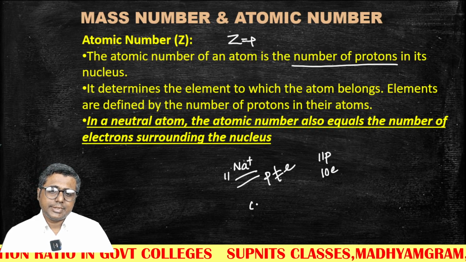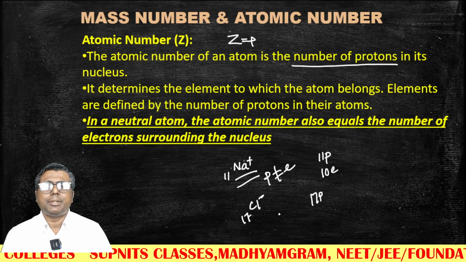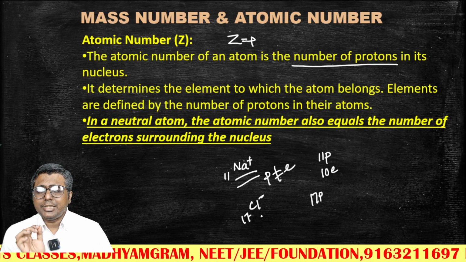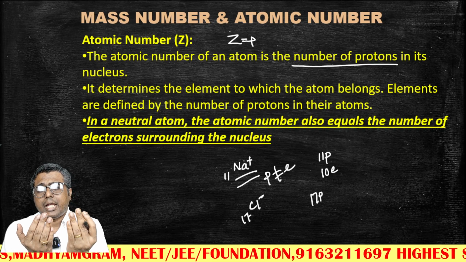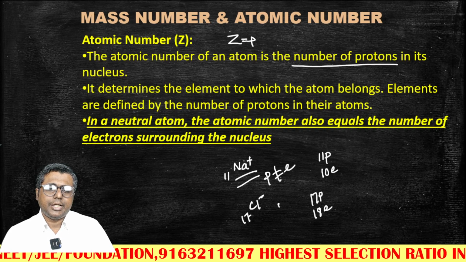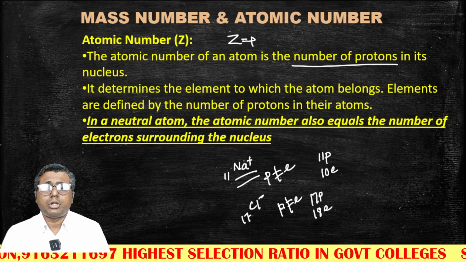So, in the charged species, protons are not equal to electrons; protons are more than electrons in this one. If it is Cl minus, then it has 17 protons, since the atomic number is 17. However, chlorine, though having 17 electrons, takes another electron from outside and becomes negatively charged, having 18 electrons. Again, protons are not equal to electrons. So, in charged species, protons are not equal to electrons.